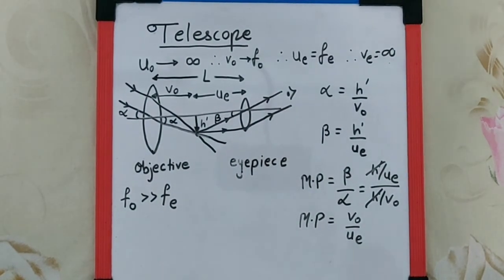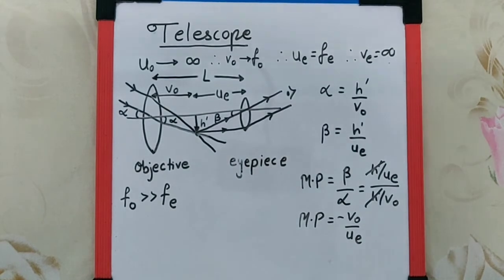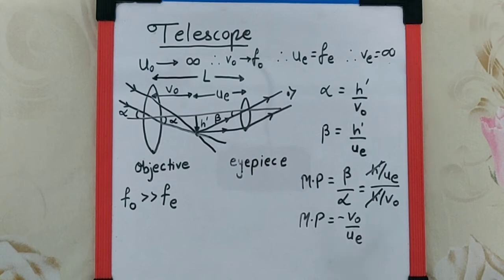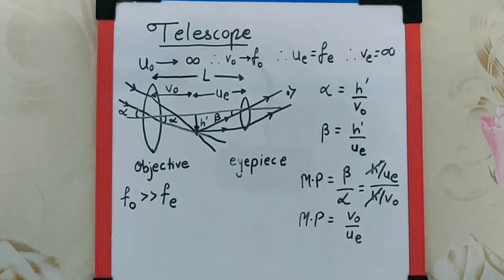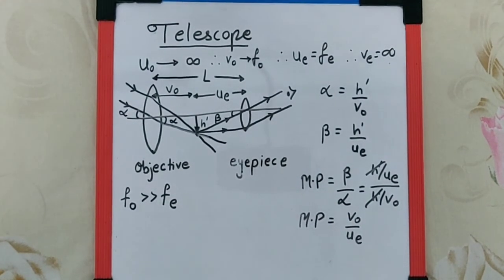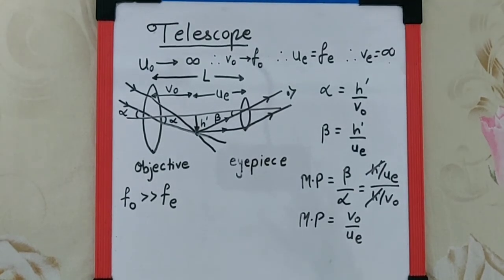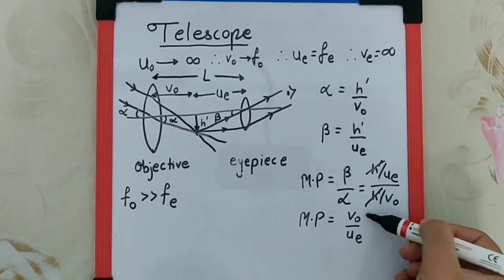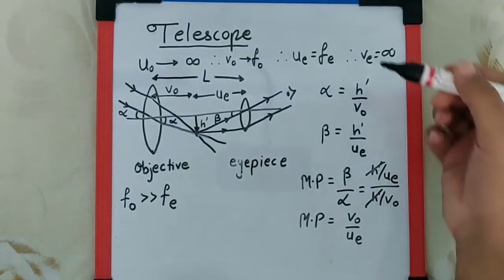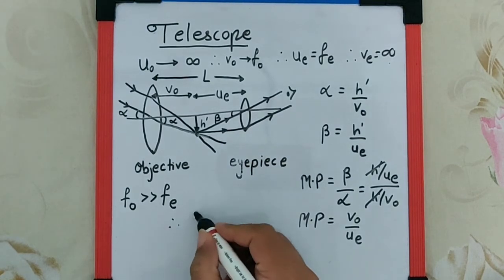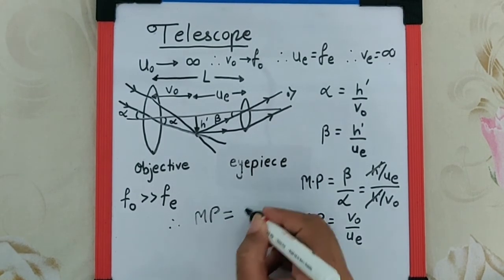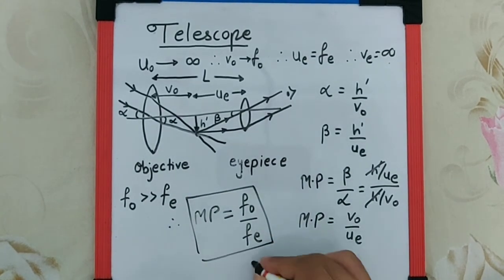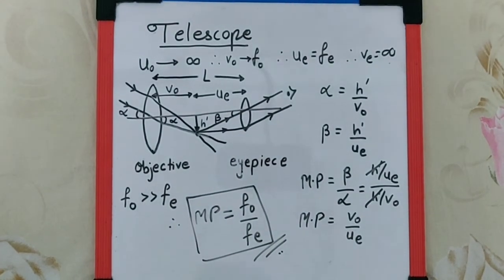Now definitely you can put a minus sign over here just to indicate that the image is inverted. But when you go for calculation purpose, you need not take this minus sign into consideration because we already know that the image is inverted. Now here we already know the value of VO as FO and UE as FE, and therefore the magnifying power formula becomes FO by FE, which is the final formula for you to remember.